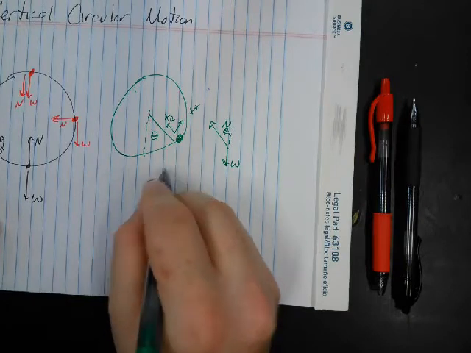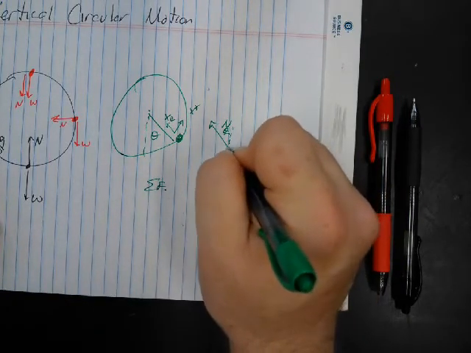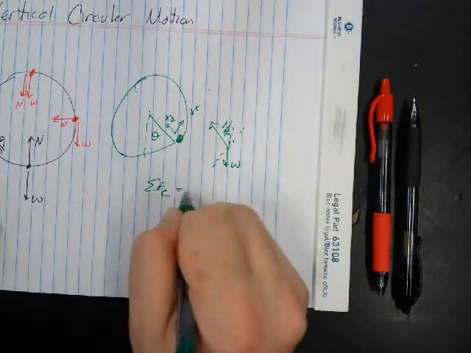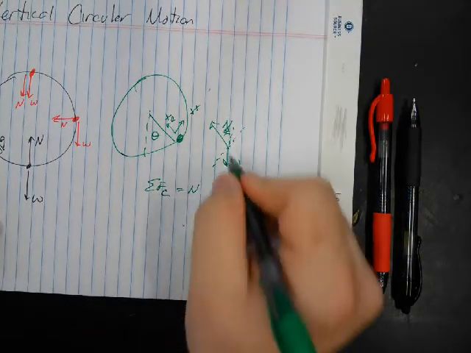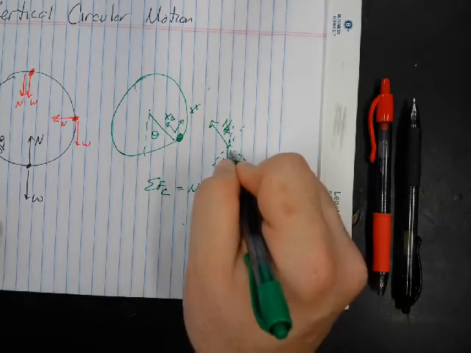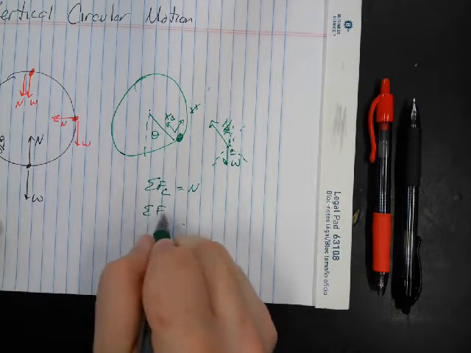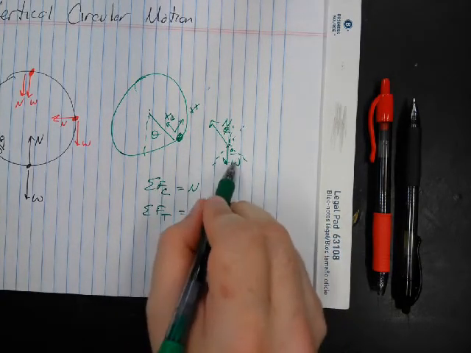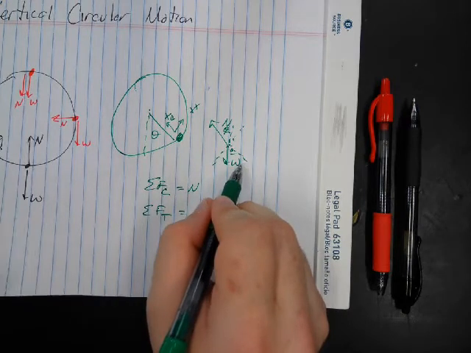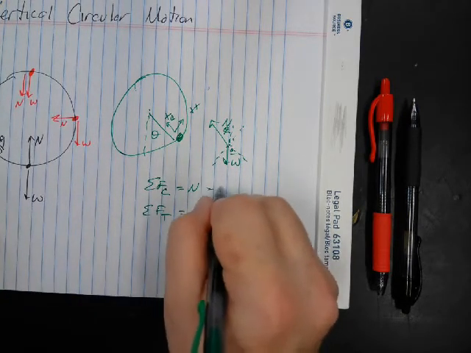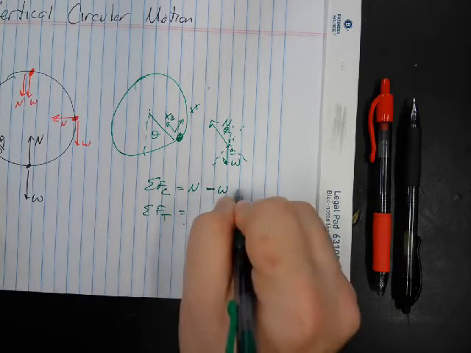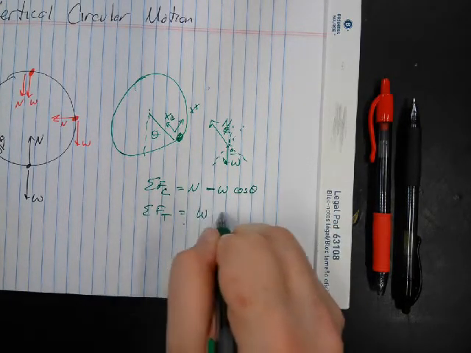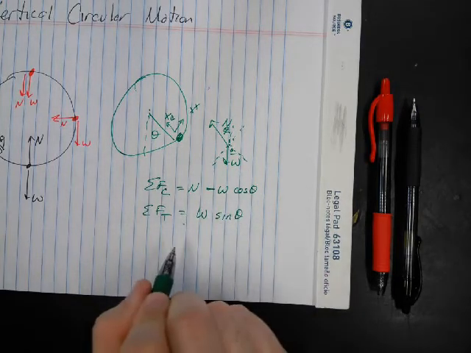So in the circular direction, you just have the normal force. The weight has components now. And so in the tangential direction, you also have components of the weight. It's the adjacent, so it's the weight times cosine theta. In the tangential direction, you have the weight times sine theta.